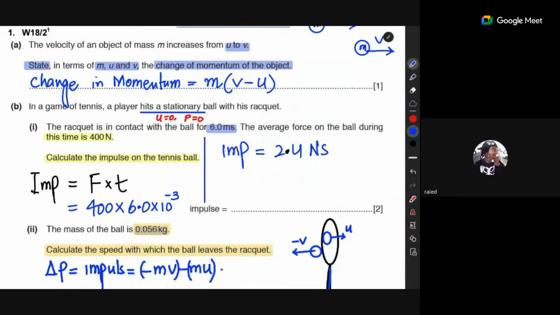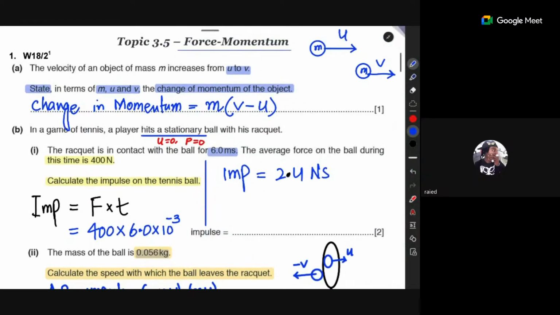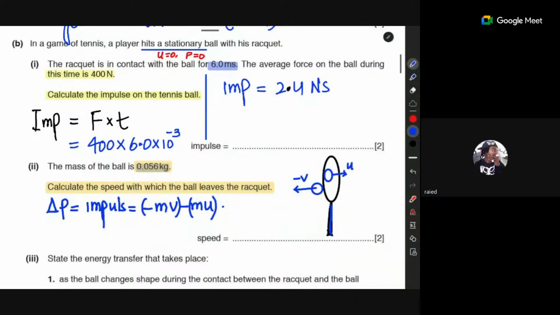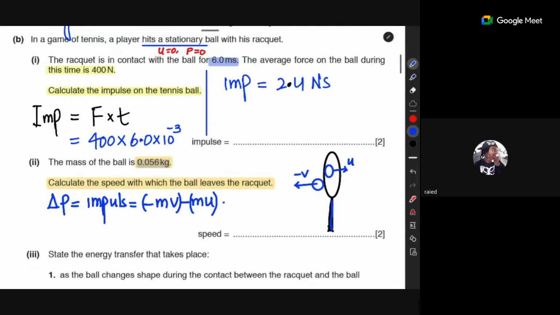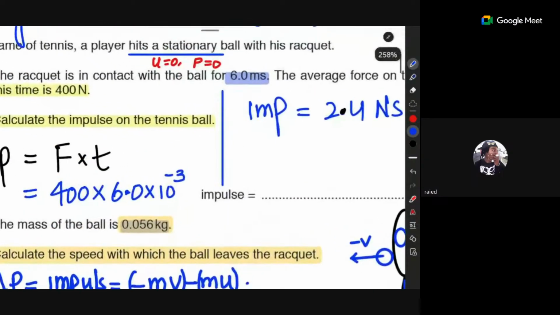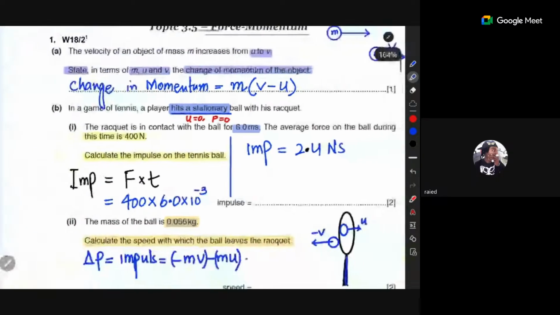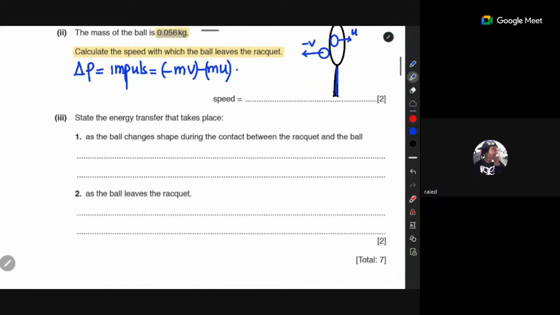To calculate the speed at which it leaves the racket, is the velocity given to me? Initial velocity and final velocity? No, it is not given to me. It means we have to consider... oh yes, this is the key over here. It hits the stationary ball. What happens? It hits the stationary ball. It means that this vector will be zero.